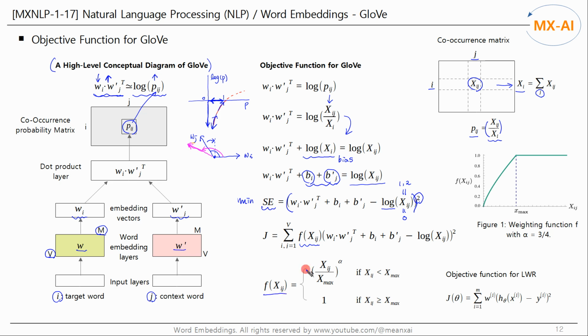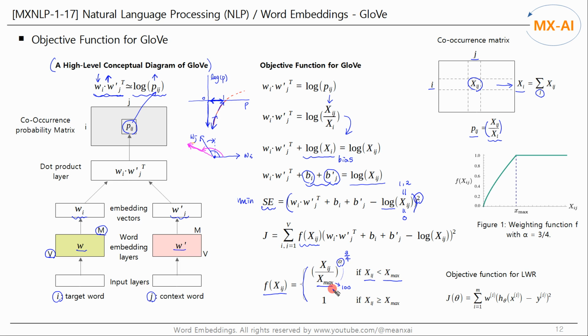The weighting function used in GloVe is defined as follows. This function has two hyperparameters, xmax and alpha. In the original paper, the authors recommend setting xmax to 100 and alpha to 3/4. The function is piecewise. When the co-occurrence count Xij is less than xmax, the weight is computed using the first equation. Once Xij reaches or exceeds xmax, the weight is simply set to 1.